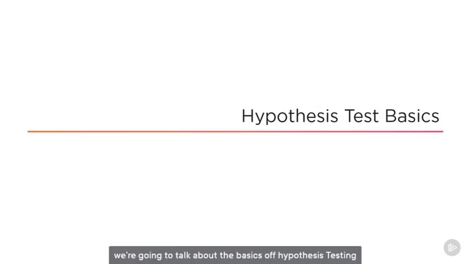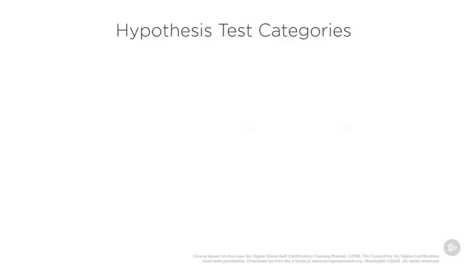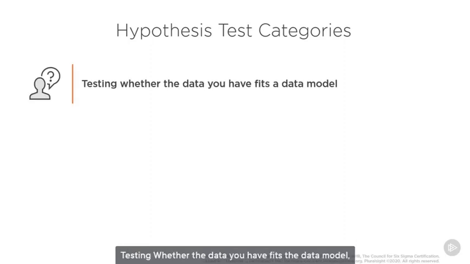In this video, we're going to talk about the basics of hypothesis testing. Hypothesis tests cover three broad categories: testing whether the data you have fits a data model. In our previous course, we conducted a hypothesis test to determine whether data fit the normal curve, and we used the chi-squared goodness of fit test, but ultimately it was just a hypothesis test. But there are more categories.